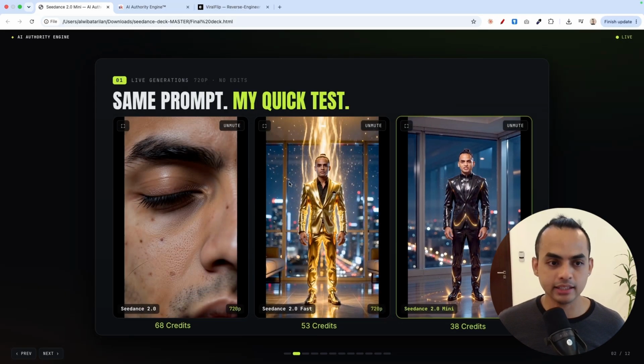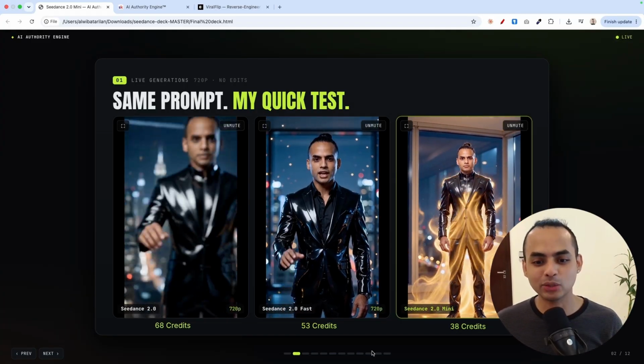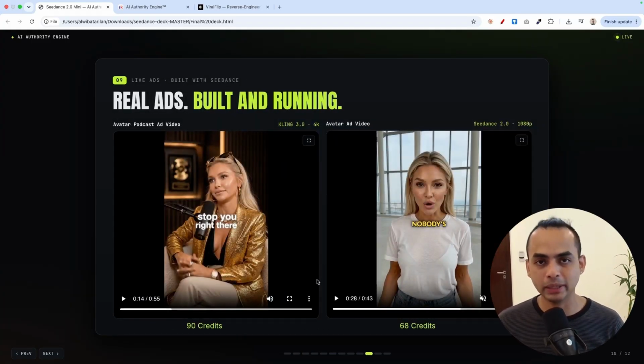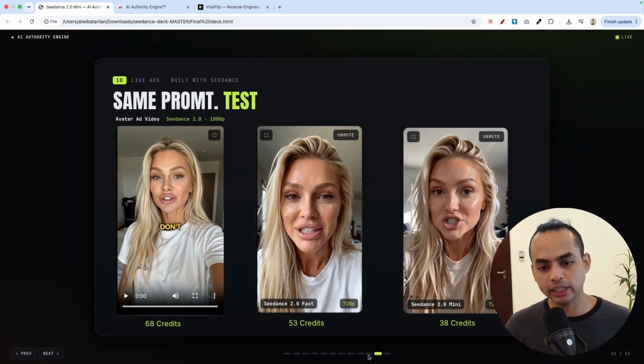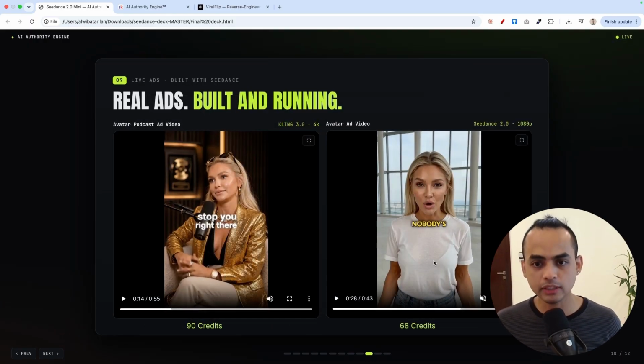So just like this, for effects, special effects, things that are only limited to your imagination, Seedance 2.0. But if it's going to be static, single placement, most cost-effective, Kling 3.0 does the job absolutely brilliantly, okay?